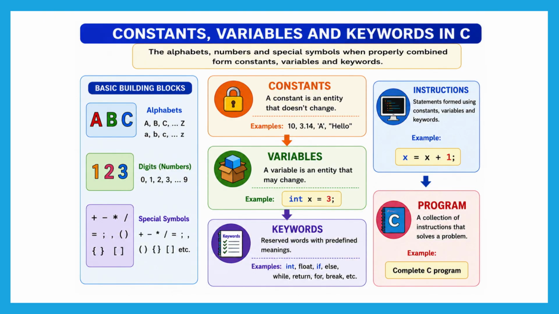Discussing constants, variables, and keywords: a constant is a value that does not change. A variable is a value that can change. Keywords are reserved words with predefined meanings. A statement formed using constants, variables, and keywords is called an instruction. A program is a collection of instructions that solves a problem.